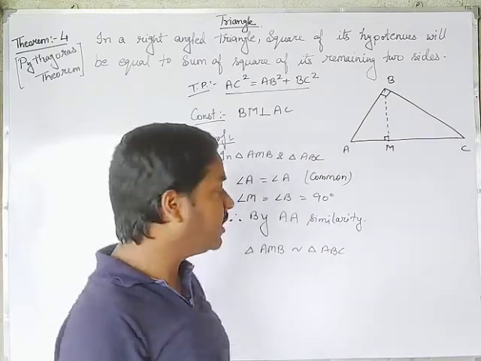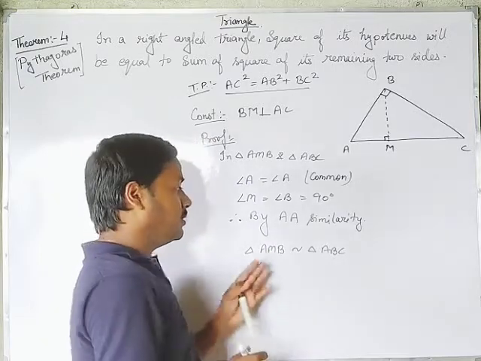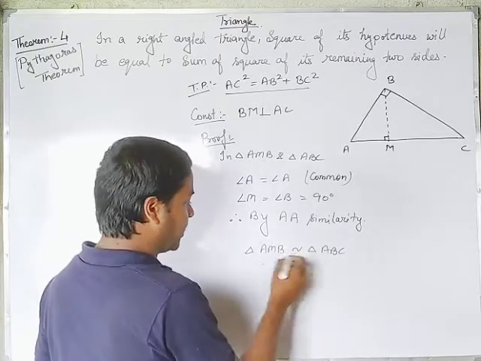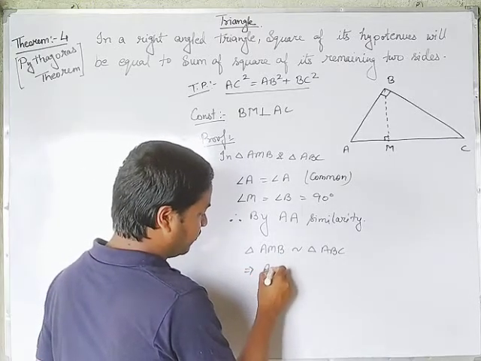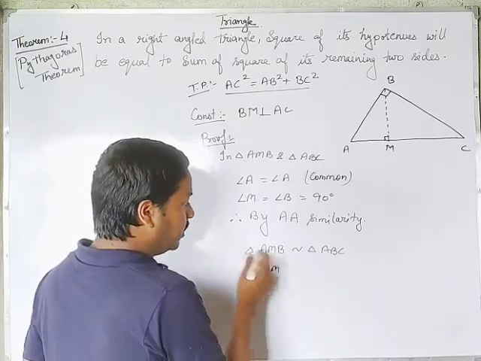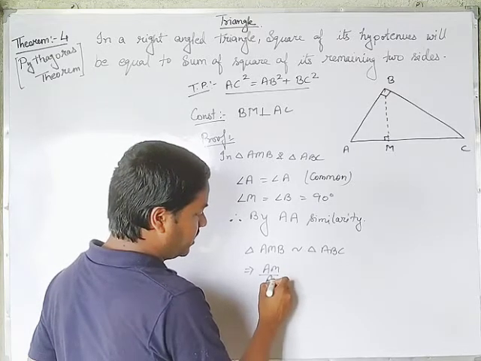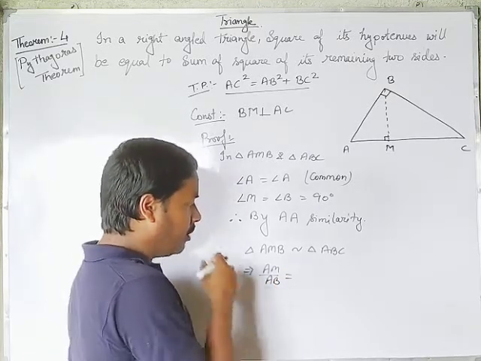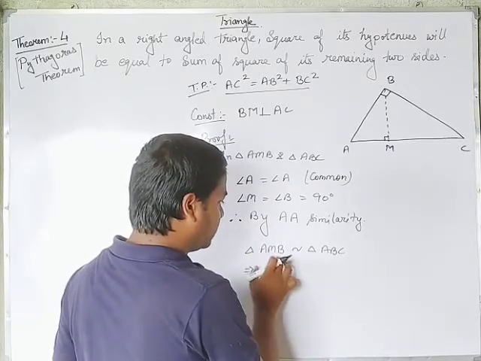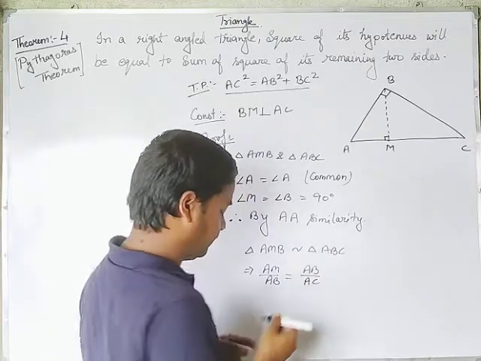If both triangles are similar, then what can we write? The ratio of their sides will be equal. And how will we write it? This implies, we will not write all three, only two sides. First two, AM by AB will be equal to, here we will take again first and last, AB by AC.